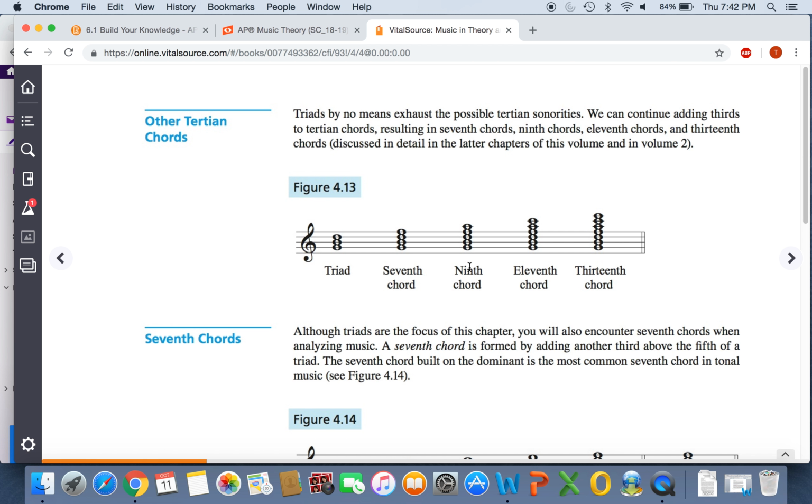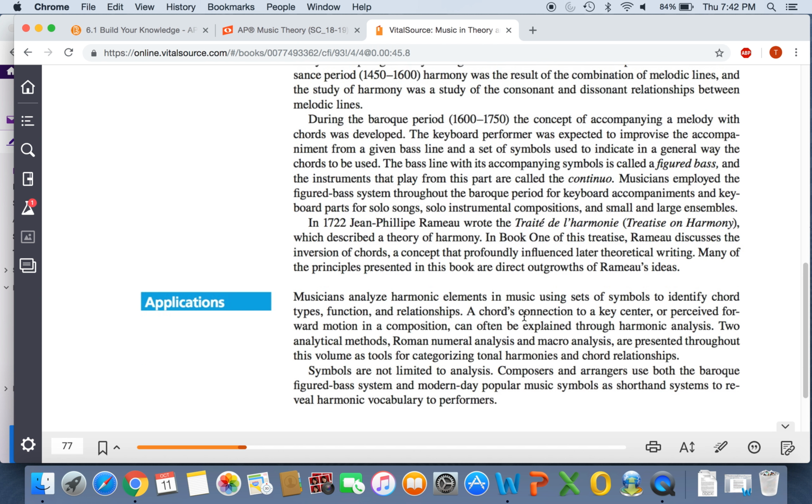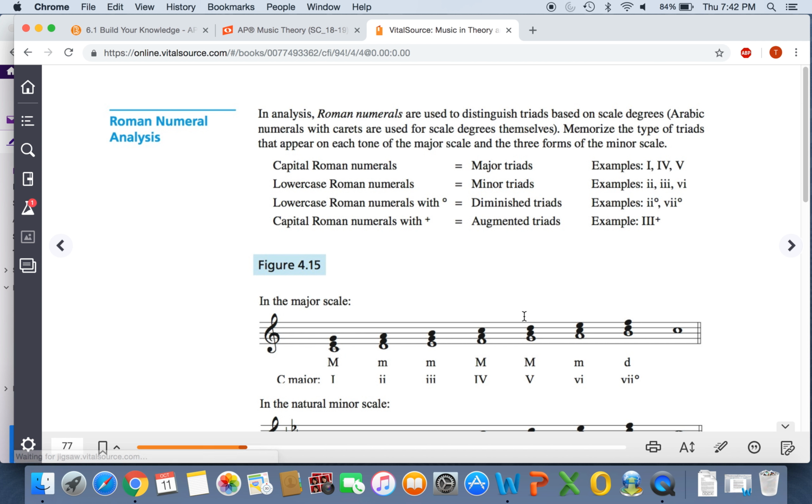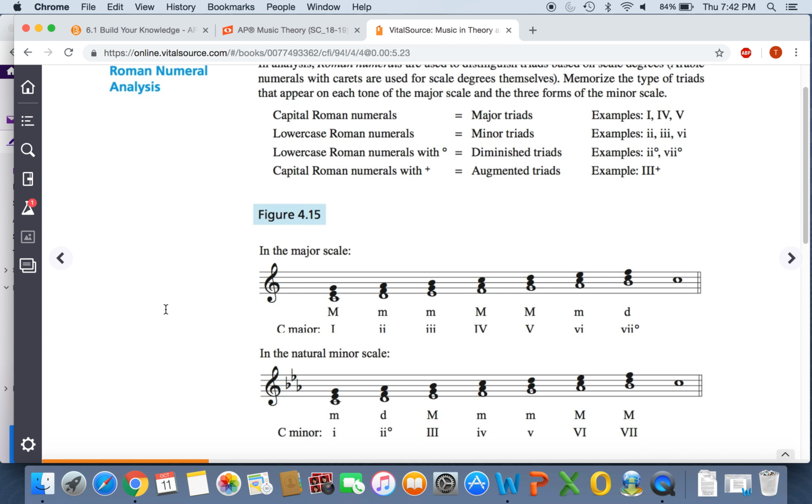There are other ways. Look at all these other things you can do. Not worried about it. Even seventh chords. I'm not going to go into the detail right now. You read the history, you read the applications. It's all going to be big. Roman numeral analysis. Now, this is what's going to lead you to the figured bass. You have to know the Roman numeral analysis first.